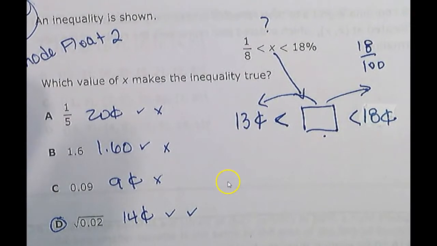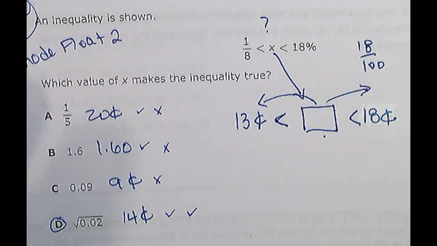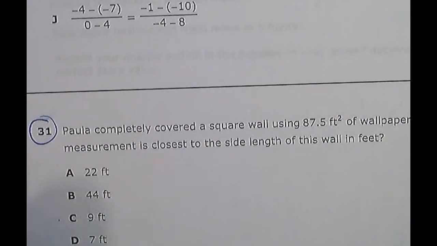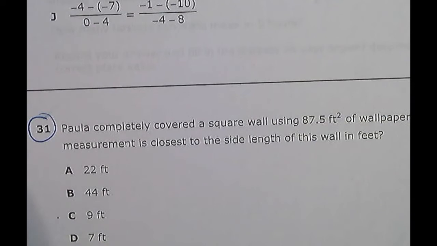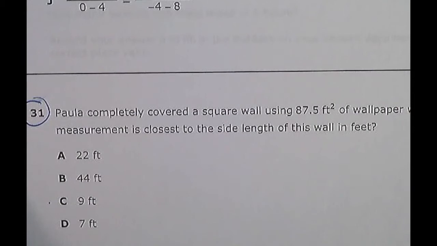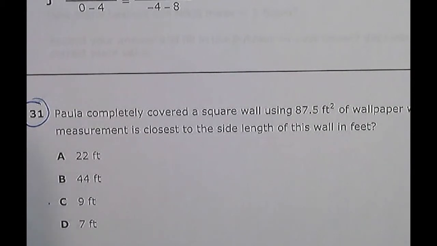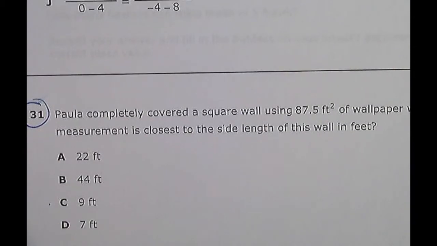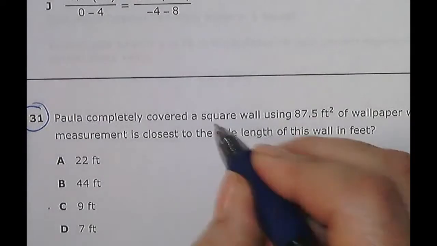You did have to do a lot of thinking. The hard part's over here, and I usually read out. And the last question in this category 1. Question 31. Somebody wants to complete a square wall using so many square feet of wallpaper without overlap. Which measurement is closest to the side length of this wall in feet? It would be really nice if you had a printed copy of this test, because sometimes I don't have it on the screen. Anyway, I would say the keyword would be, I don't know, square.